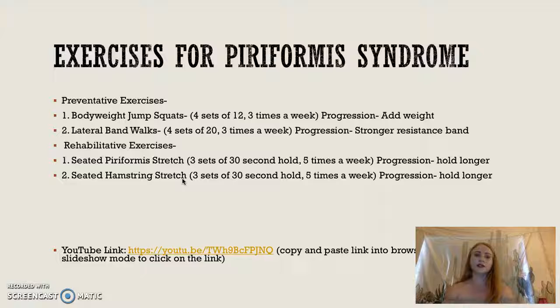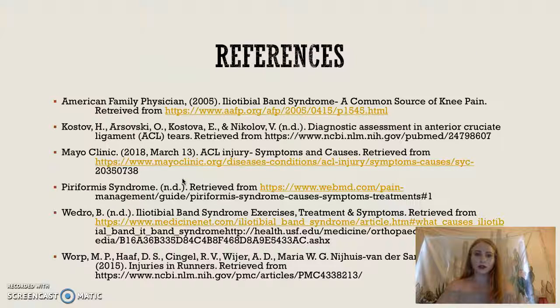Rehab exercises are 2 stretches. Seated piriformis stretch, 3 sets of 30-second hold, 5 times a week. Progression, hold longer. Seated hamstring stretch, 3 sets of 30-second hold, 5 times a week, and progression is to hold longer as well.